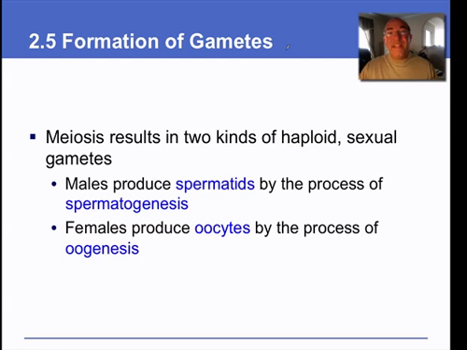So what are these haploid cells that you're making? They are, of course, gametes. And there are 2 types of gametes that you're going to make. These are sperm cells in males and egg cells in females.